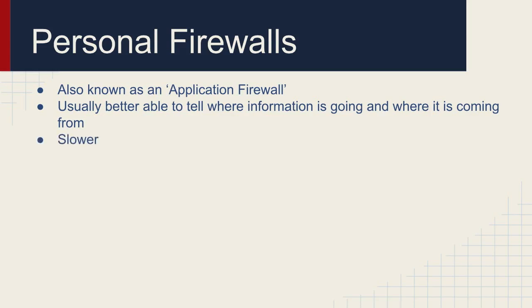They're also generally slower because of this, because with the previous type of firewall, it can just look at it and say, is it A or B? No, chuck it. Personal firewalls have to look at it and go, is it A or B? No. Well, is it looking for this application? No. Is it looking for that application? Yes. Okay, does it fit this criteria? It just has more stuff to check.